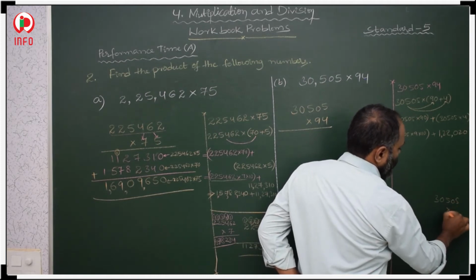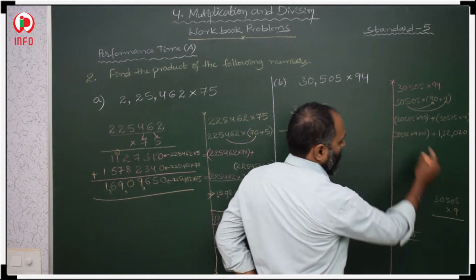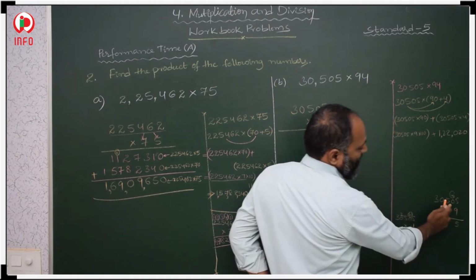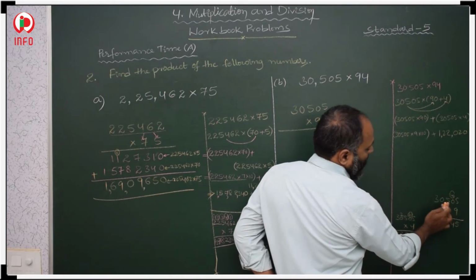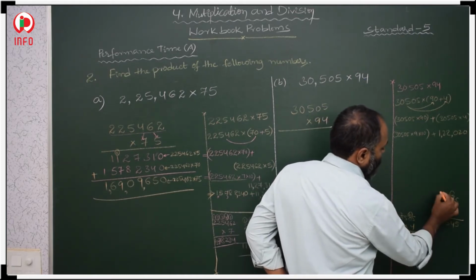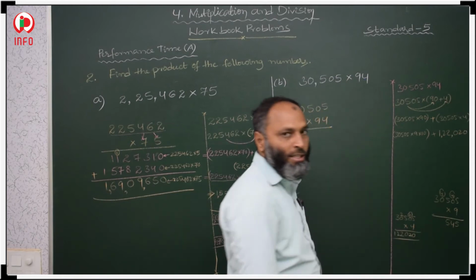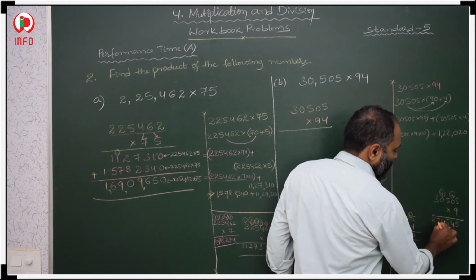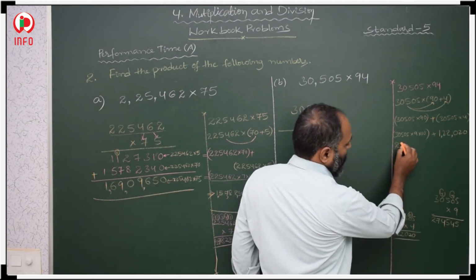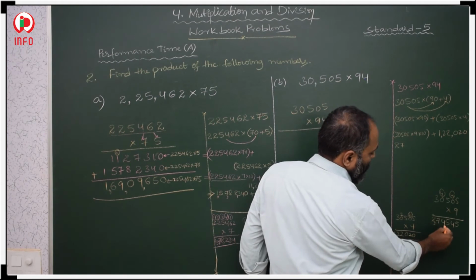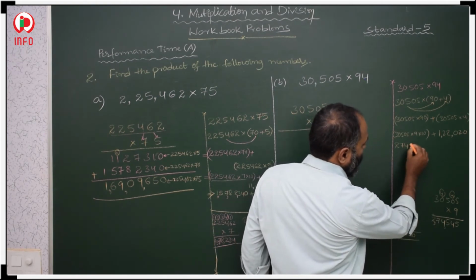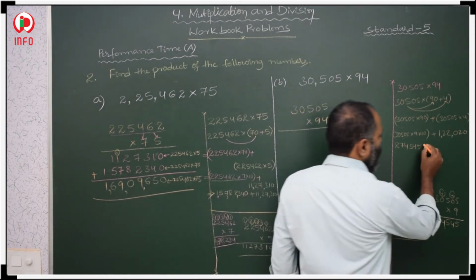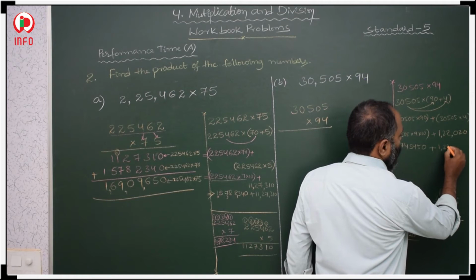Now here 30,505 multiply with 9. Here 9 5s are 45. 45 here, 4 here. 9 0s are 0. 0 plus 4, 4. 9 5s are 45 means 5 here and 4 here. 9 0s are 0. 0 plus 4, 4. 9 3s are 27. So that is 27,45,450 into 10 is there. Into 10 means 10 we have to write. Plus 1,22,020.